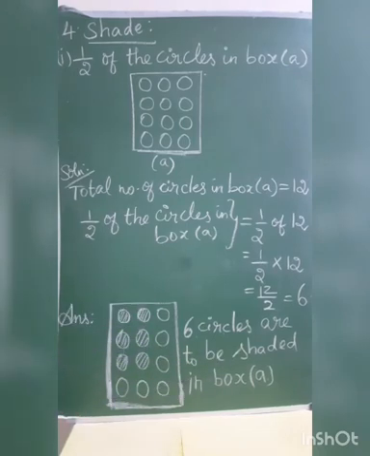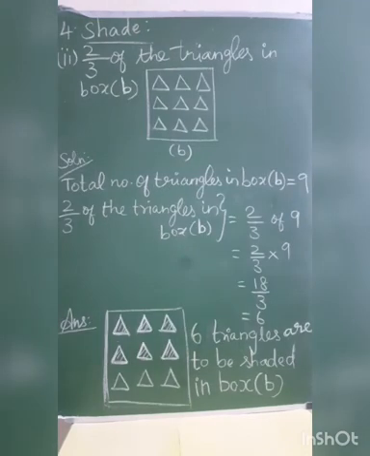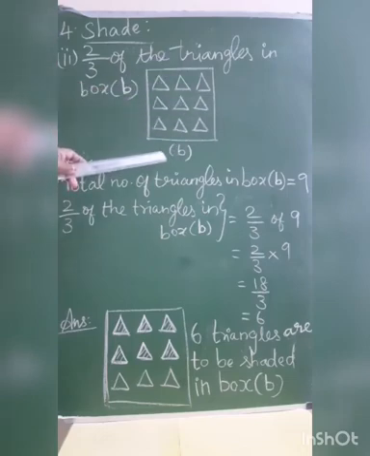Any 6 circles to be shaded in box A. Fourth sum, second one: 2 by 3 of the triangles in box B. In box B, how many triangles? 9 triangles.